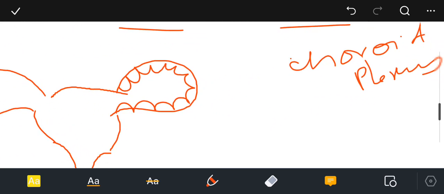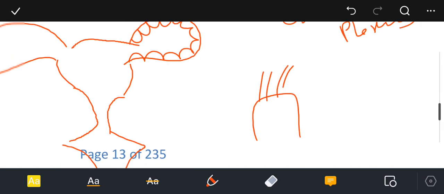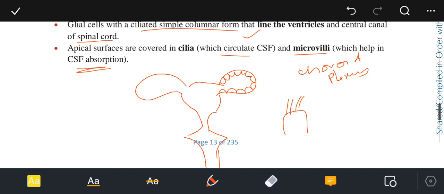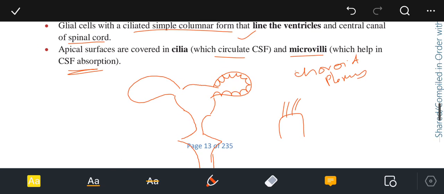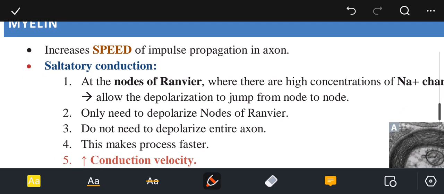Then about the structure of the ependymal cell, they look something like this. There are cilia on the surfaces and these cilia are responsible for helping in the circulation of cerebrospinal fluid. And the other thing about them is that there are microvilli present on the surfaces which help in the CSF absorption. Myelin increases the speed of impulse propagation in the axon.